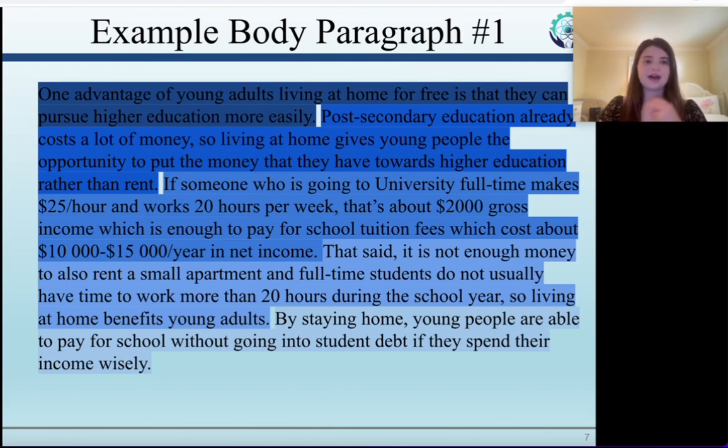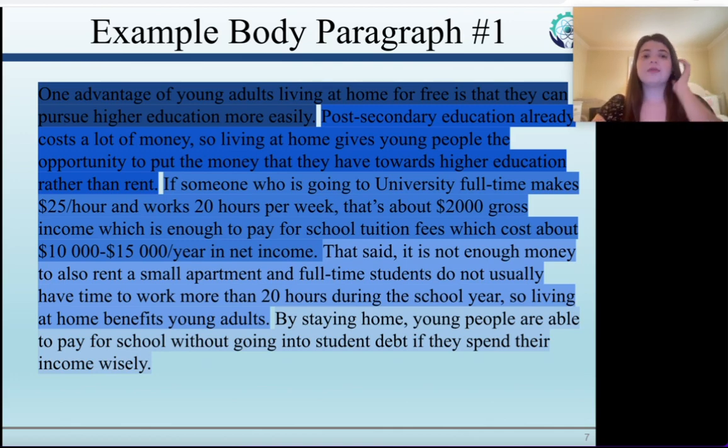So I'm using that last little bit as kind of a transition to the next paragraph of if they spend their income wisely, right? Because if a student works all these hours but then doesn't spend the income wisely and doesn't use it towards their tuition, well, then maybe they're in just as much debt or even more debt than they would be in otherwise if they moved out. So it is important that they actually do put that income towards their education. Then that's the only way this actually works and they actually get the benefit that the parents are probably intending.